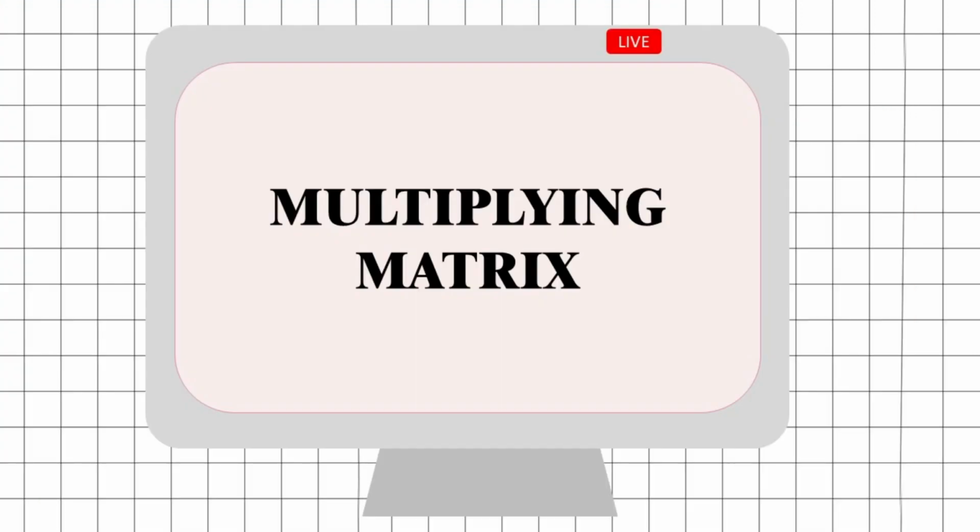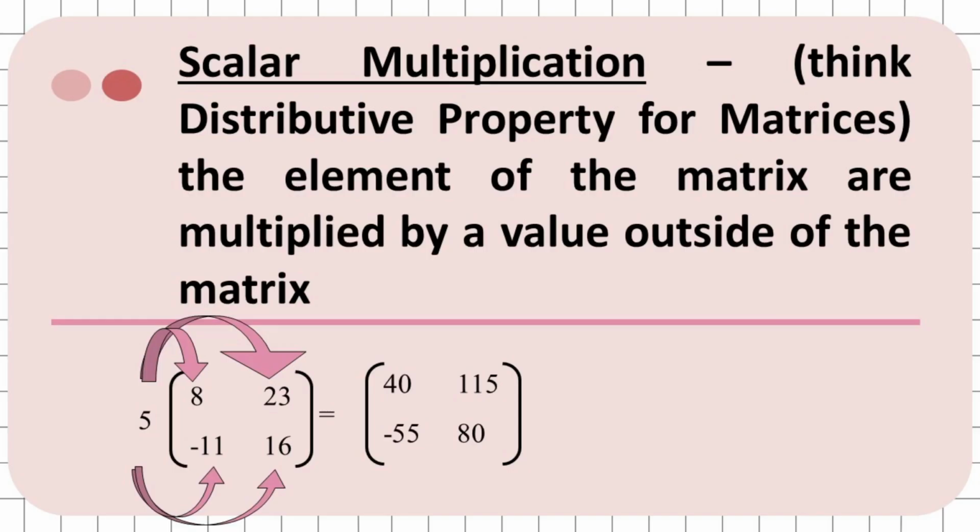Now this time we are multiplying a matrix with a scalar. We have scalar multiplication. Now think about distributive properties. The elements of the matrix are multiplied by a value outside of the matrix. So scalar multiplication is easy. We have an example at the bottom.